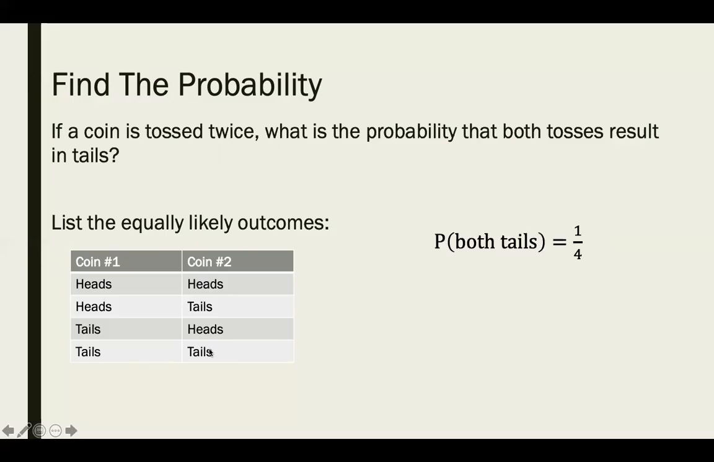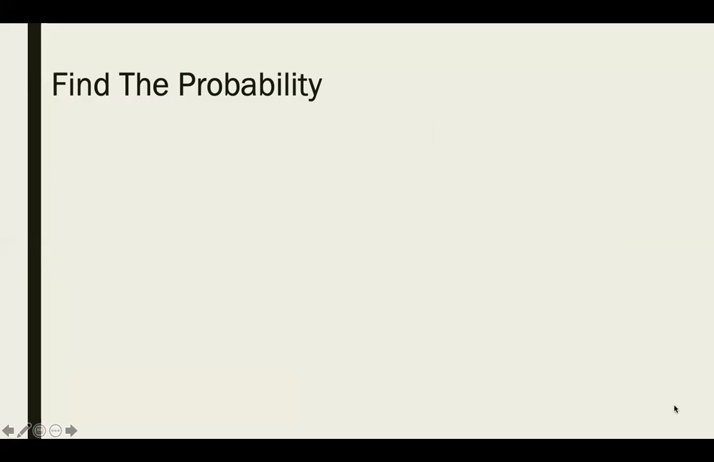So our probability is 1 out of 4, which we could write as a decimal, which would be 0.25. We just do 1 divided by 4 to get that 0.25, and we could multiply that by 100 and get 25%. So for probability, you can express it any of these ways, as a fraction, as a decimal, or as a percent. Let's look at another example.